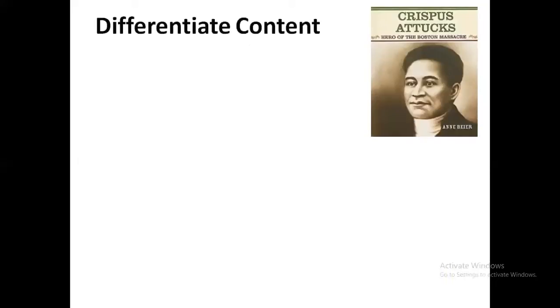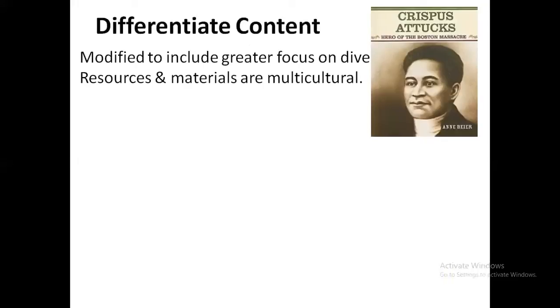First, differentiating content. This is when the curriculum is modified to include a greater focus on diversity. Resources and materials are multicultural. And looks like our picture of Crispus Attucks is over top of the word diversity. This is our American history example.